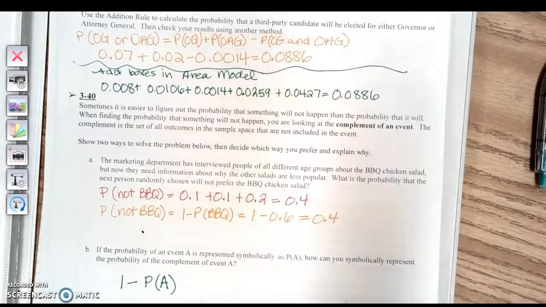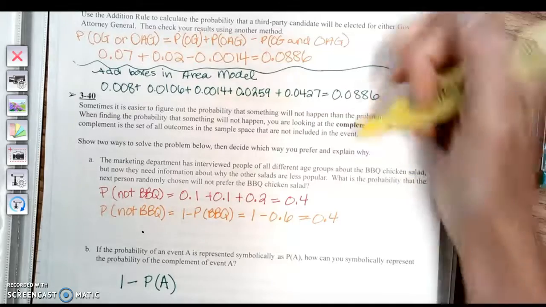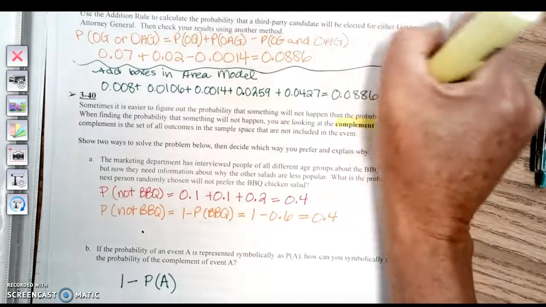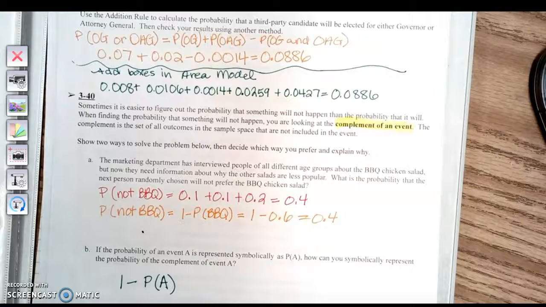There we go. Okay. Question number 40 says, sometimes it is easier to figure out the probability that something will not happen than the probability that it will. When finding the probability that something will not happen, you are looking at the complement of an event. The complement is the set of all the outcomes in the sample space that are not included in the event. Show two ways to solve the problem below. Then decide which way you prefer and explain why.